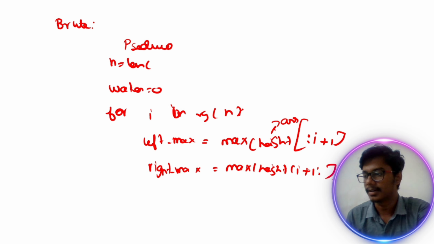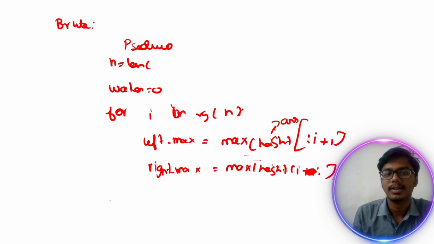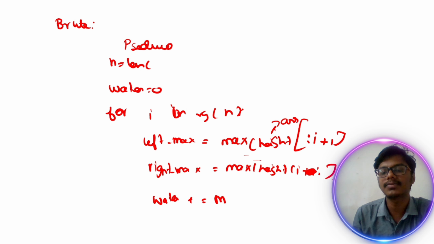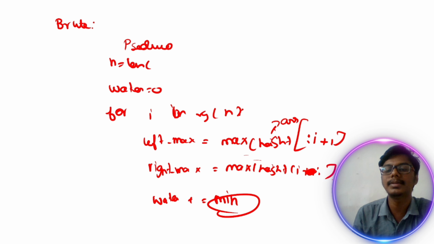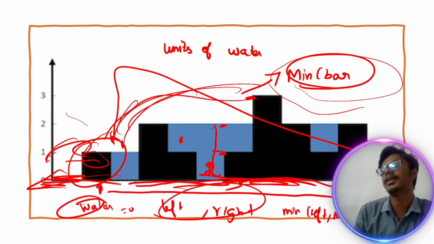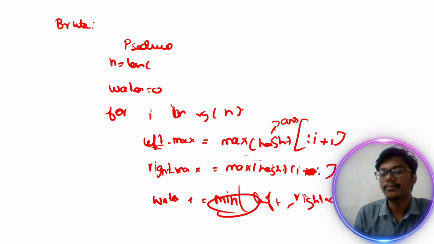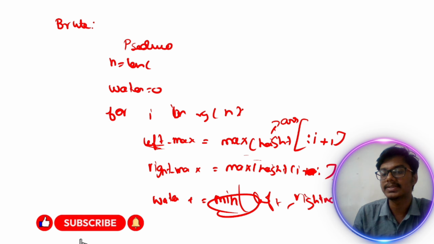After doing all those things, I simply add to water, using plus equal to, and this is stored as the result. I simply find the minimum. Why the minimum? As I already discussed, the water that can be stored depends only on the minimum bar. How is it stored? Minimum of the left max and the right max. After that, I simply subtract the height of I.